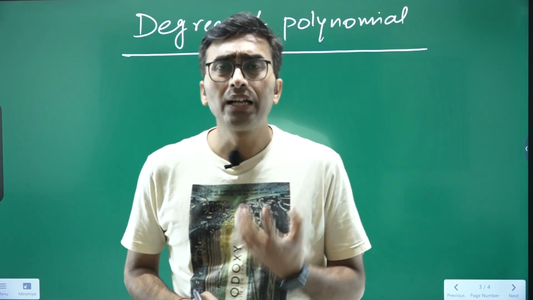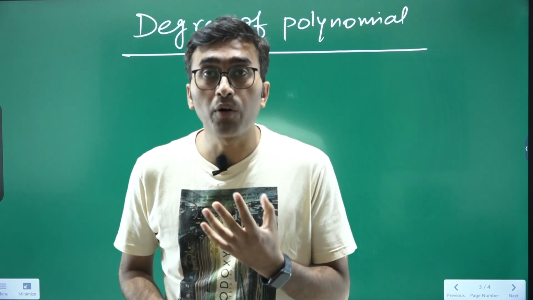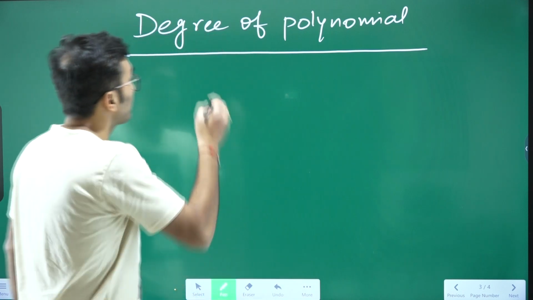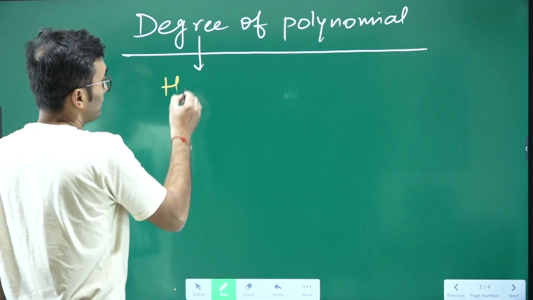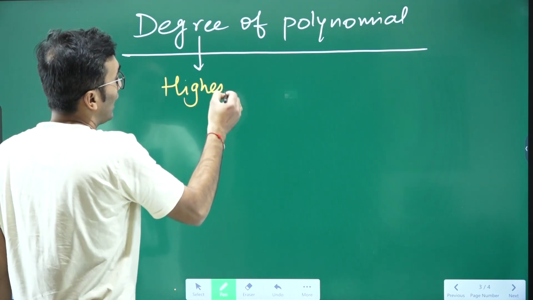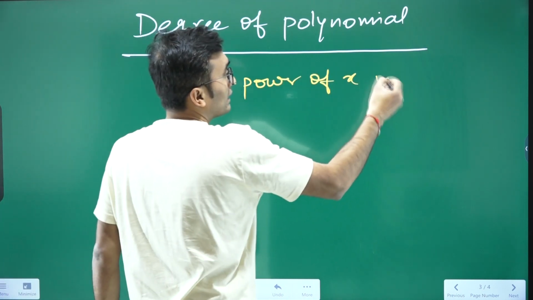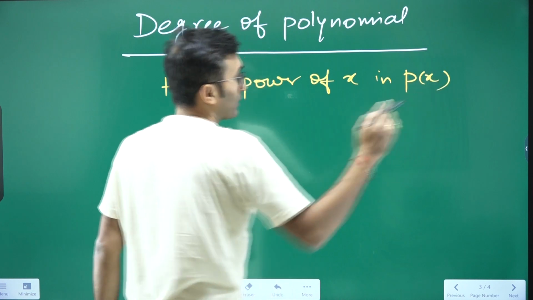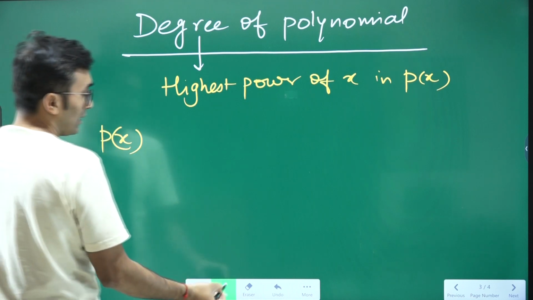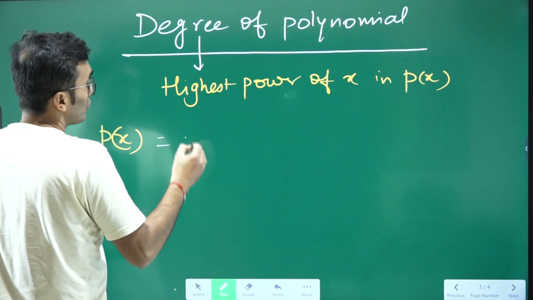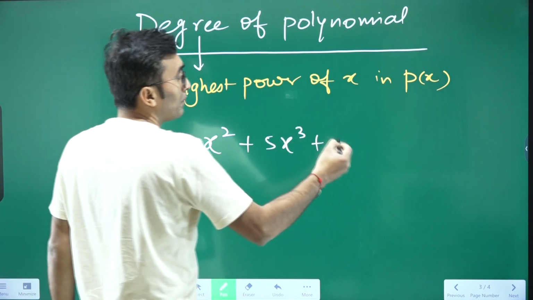Discuss the degree of a polynomial. Whenever we are discussing the degree, it basically means the highest power of x. Let's say, what is the degree? Degree is the highest power of x in polynomial p(x). Just for an example, if I say a polynomial p(x) is 2x square plus 5x cube plus 4.